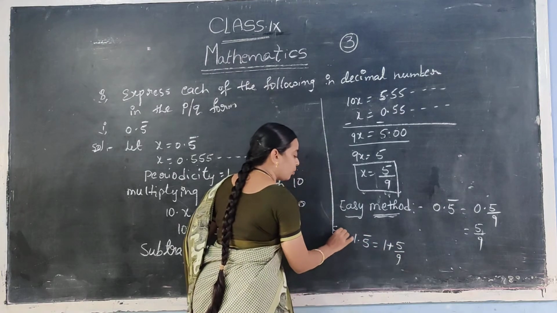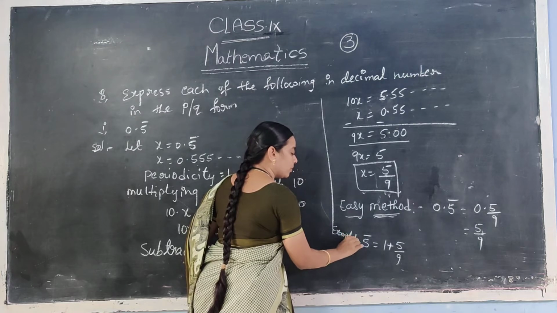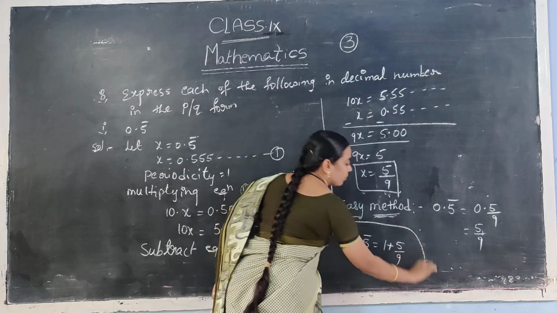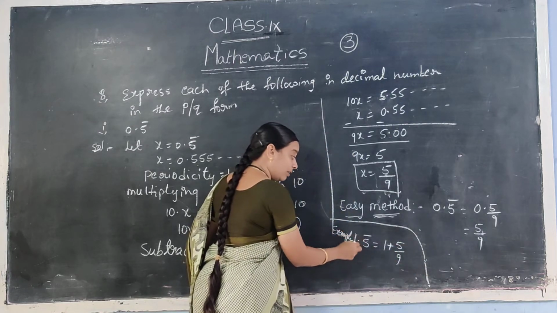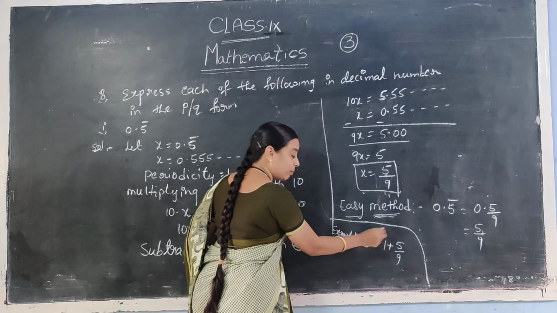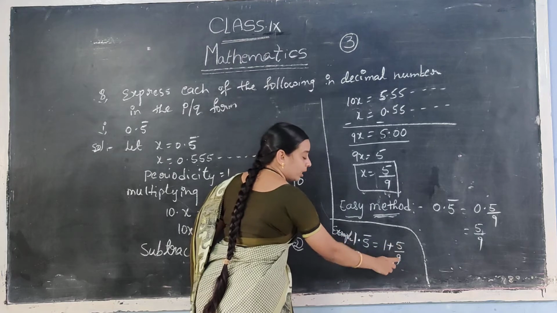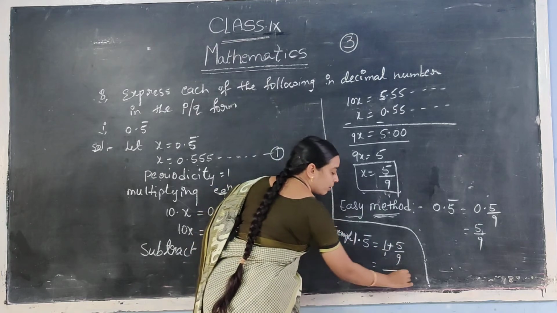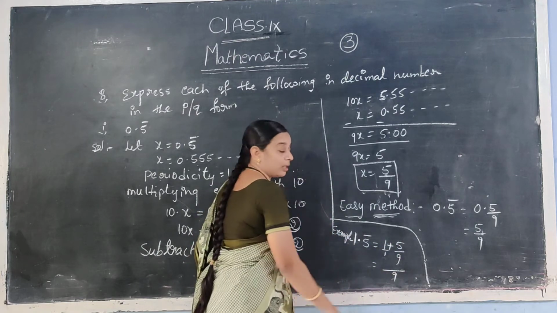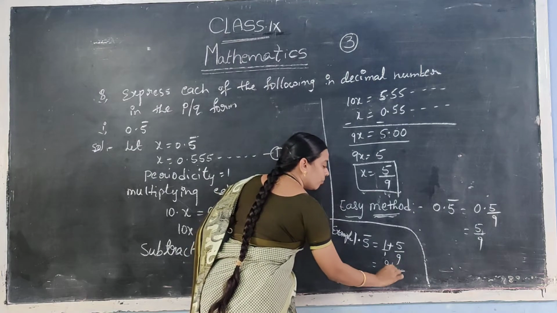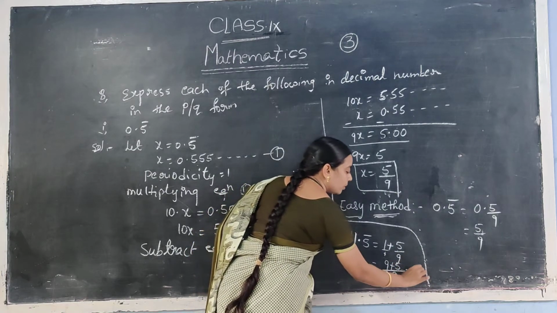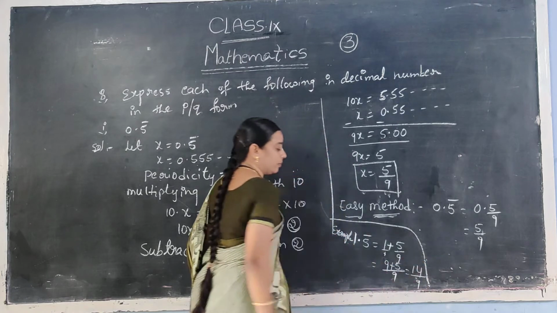This is another example, ma. Okay, this is another one. Suppose the question is given like this, 1.5 bar. The question is in the form of 1 plus 5 by 9. So that means here, divided by 1. 1 into 9, LCM is 9. 9 ones are 9, 1 5s are 5. Add both numbers, 14 by 9.